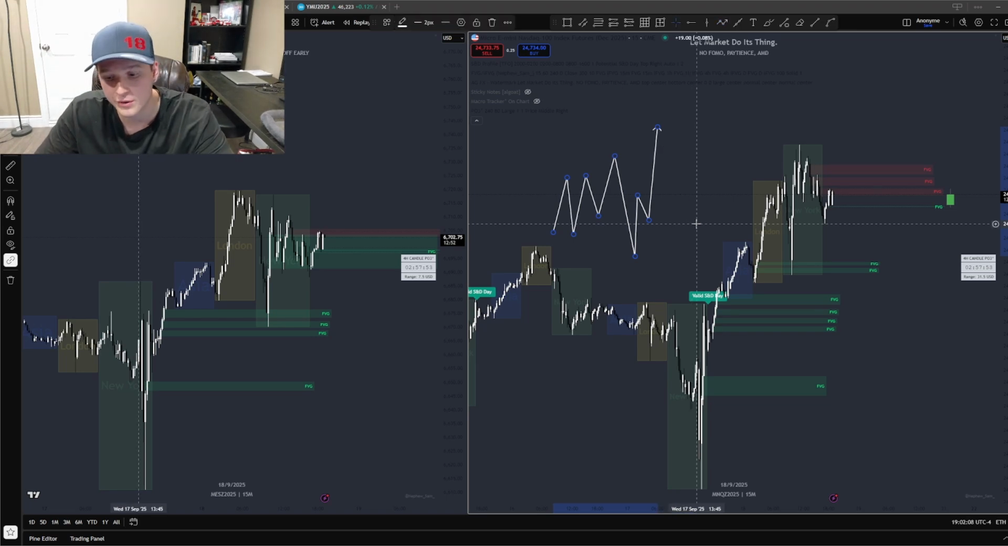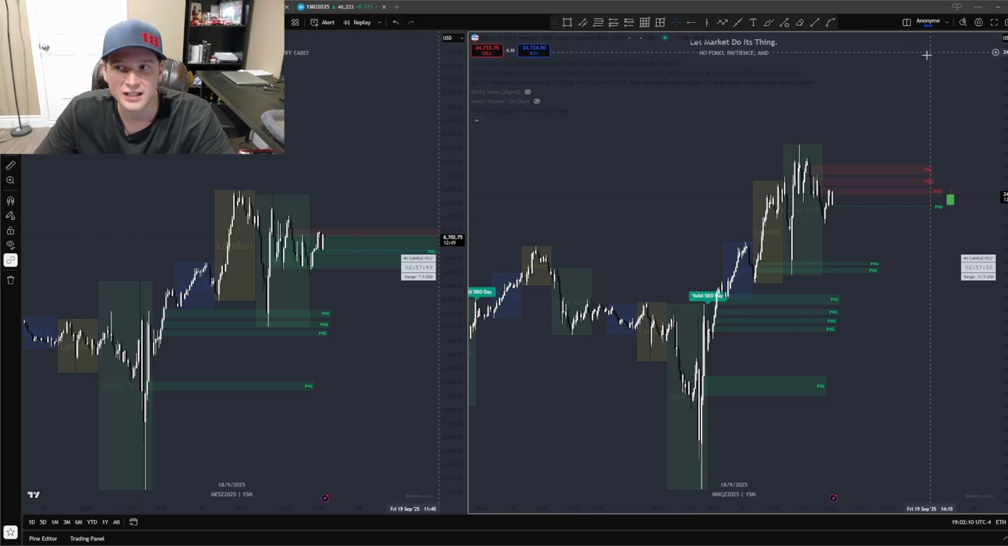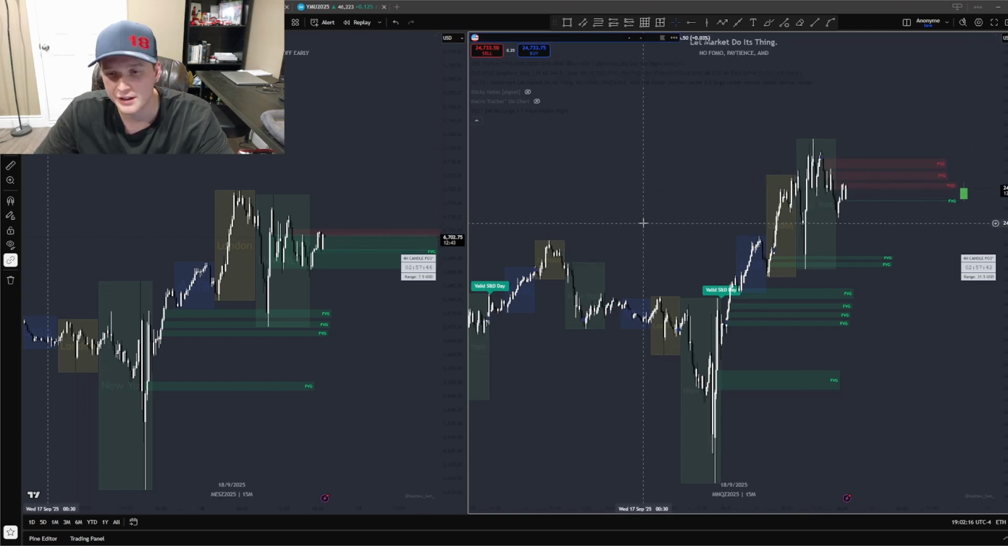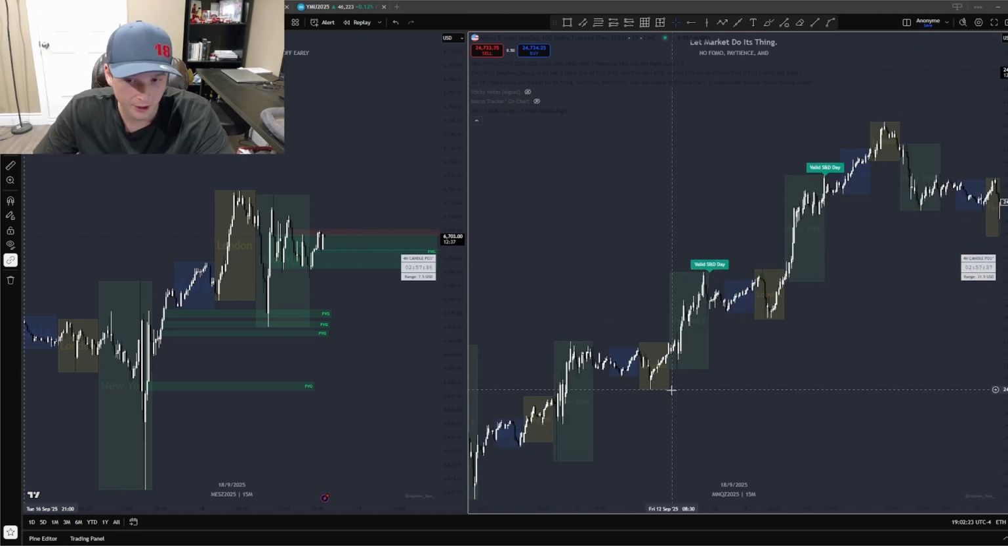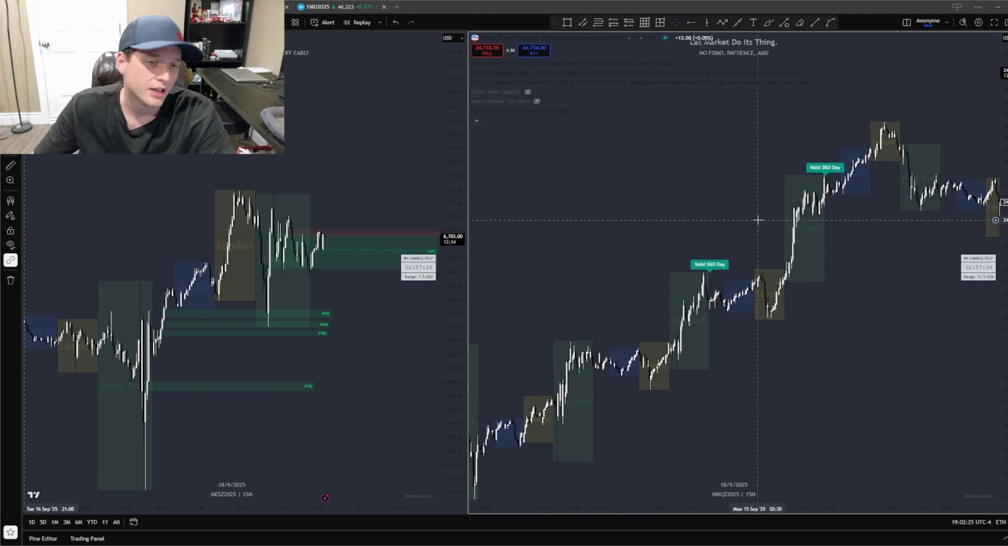So when that does happen, so I don't miss it, I like to have it right here in the corner. It says "possible search and destroy day," or something like that. And then at the end, it says "valid" if it was valid. As you can see here, it's not valid on NQ, but it was valid on YM. Same thing here. So it's not perfect. It works on YM, NQ, and ES.